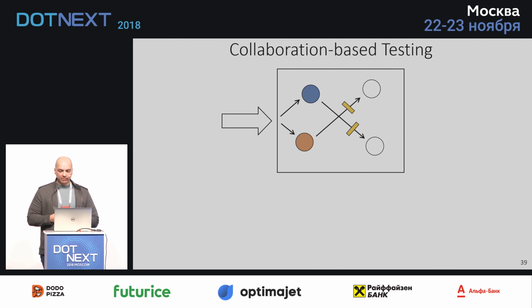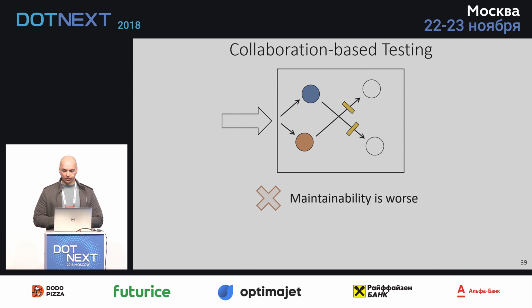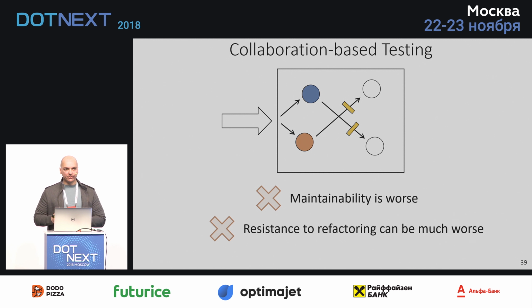With collaboration-based testing, the situation is more complicated. First of all, the maintainability of such tests is usually worse. That's because you often need to maintain a quite complicated mock machinery in order to do the assertions. All those mocks take a lot of space and don't help with test readability. And second, resistance to refactoring, or protection against false positives, can be much worse, because collaboration-based testing tends to couple your tests to implementation details of the SUT.